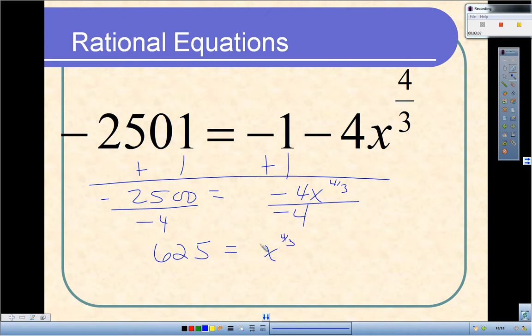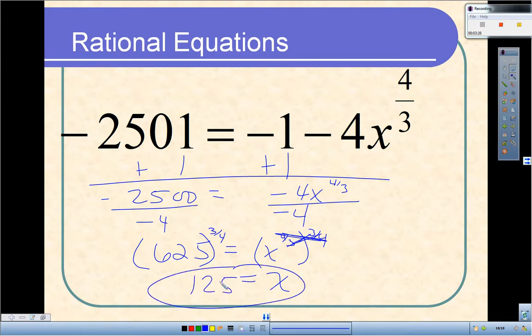Now my variable is isolated, so I can raise it to its reciprocal. The reciprocal of 4 over 3 will be 3 over 4. The reciprocal and its power cross out, and so 625 to the 3 over 4 power ends up being 125.